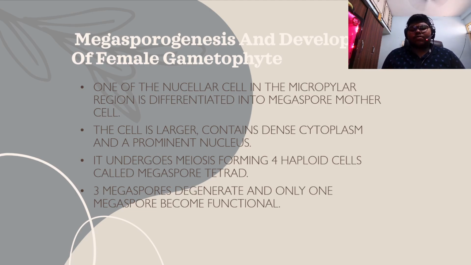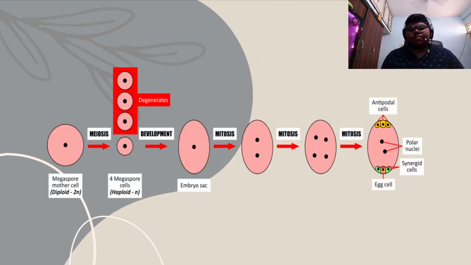Three megaspores degenerate and only one megaspore is functional. The functional megaspore then develops into the embryo sac. It undergoes mitosis, then a second mitosis, then a third mitosis, and forms the embryo sac.